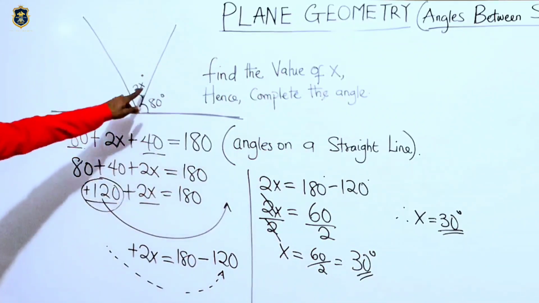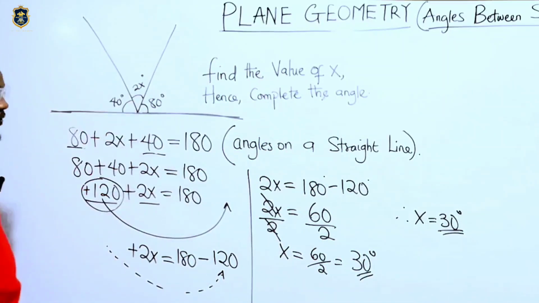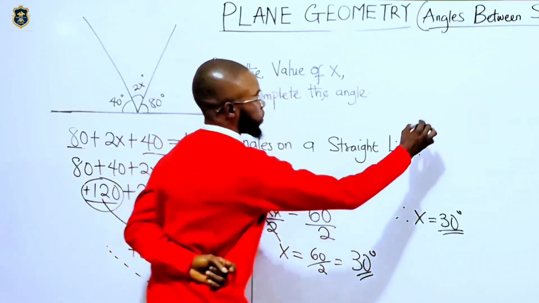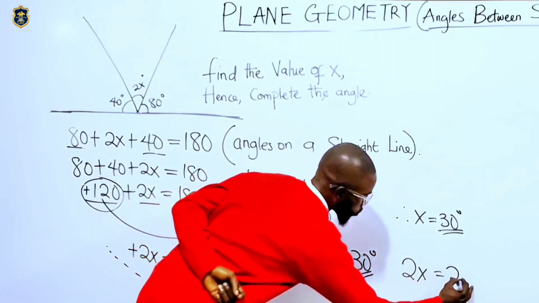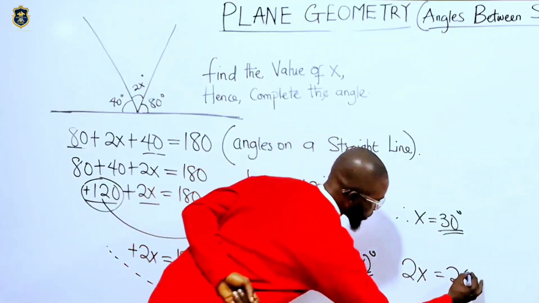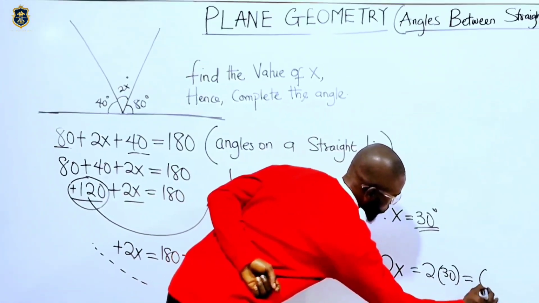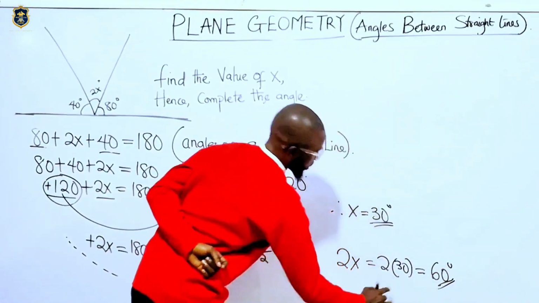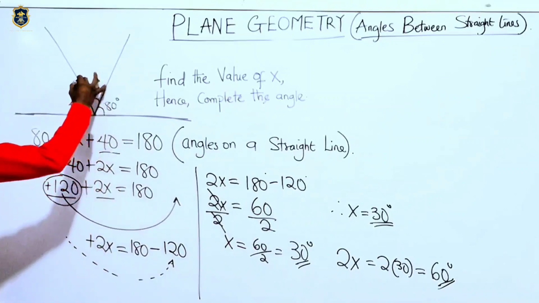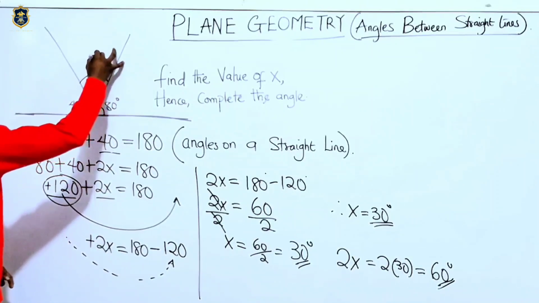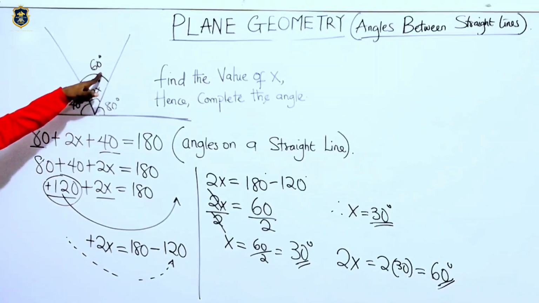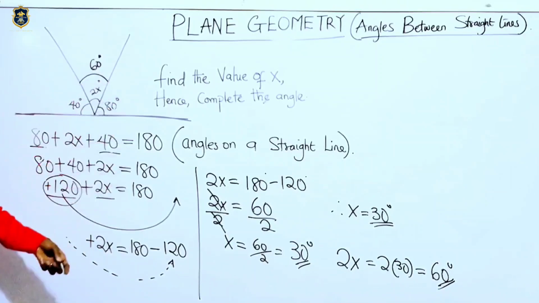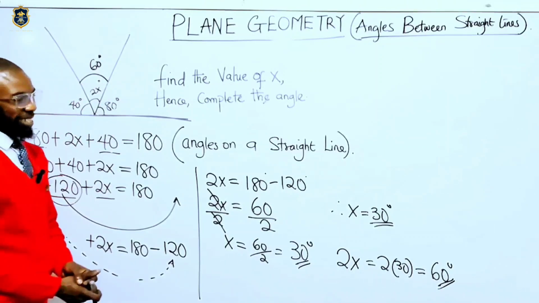Alright, so the value for this x is 30. If we complete this angle, what do we have? Remember, we have 2x there. So to complete our 2x, it will be 2 times x, which is 30. That means that angle is 60. So the angle we have here is basically 60 degrees. If we add them up, you discover that 80 plus 60 is 140, plus 40, adding them up, we have 180 degrees.